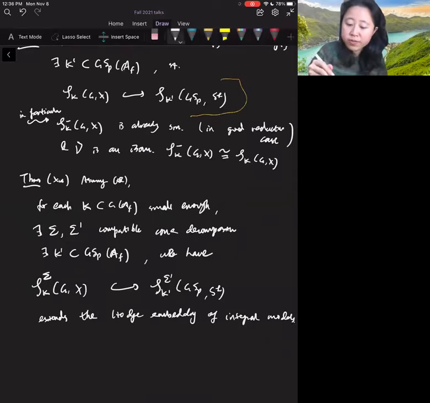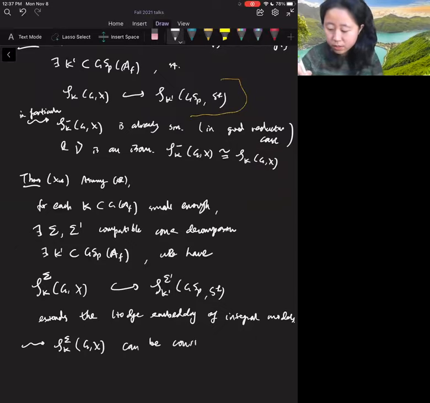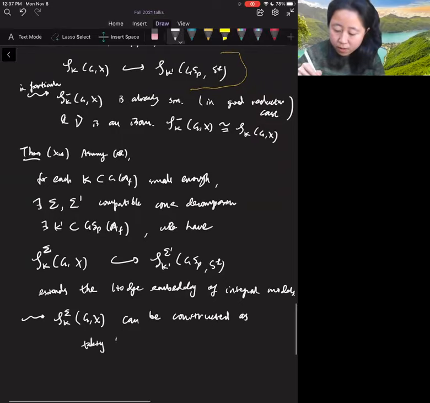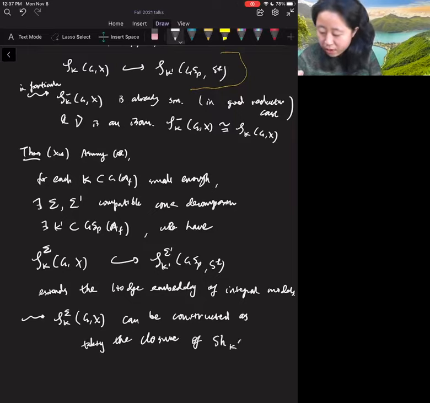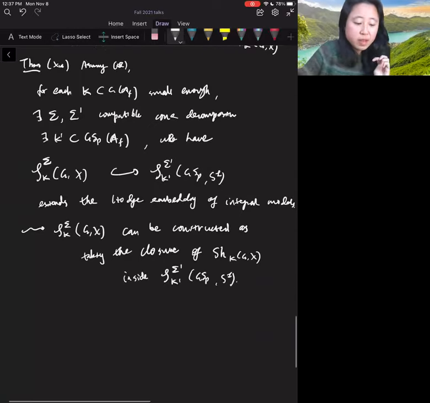And this also simplifies the construction of the toroidal compactification of integral models of Hodge type, because now you can construct the toroidal compactification for this integral model simply by taking the closure of the Shimura variety of Hodge type inside the toroidal compactification of your Siegel modular variety. And you also don't need to normalize, okay?